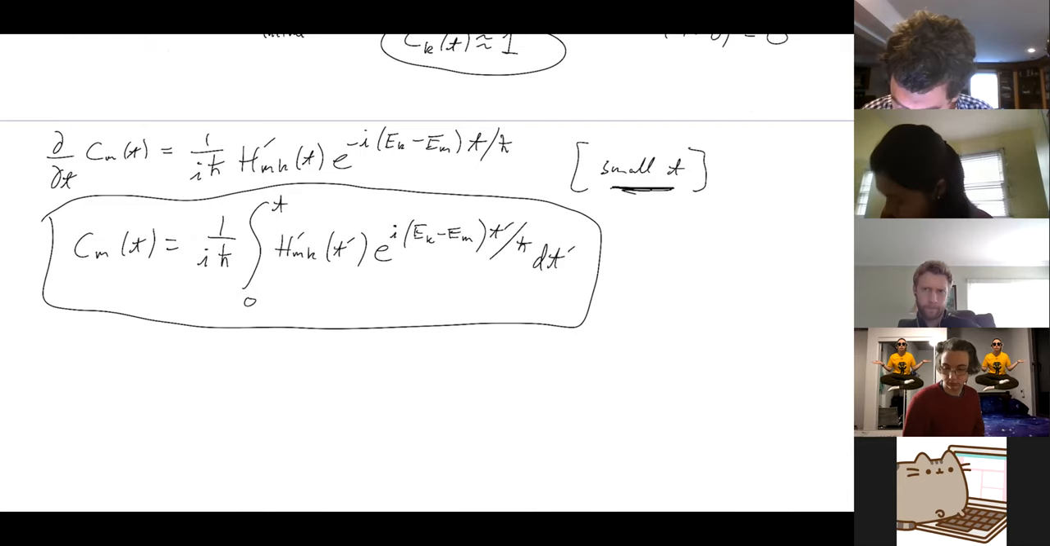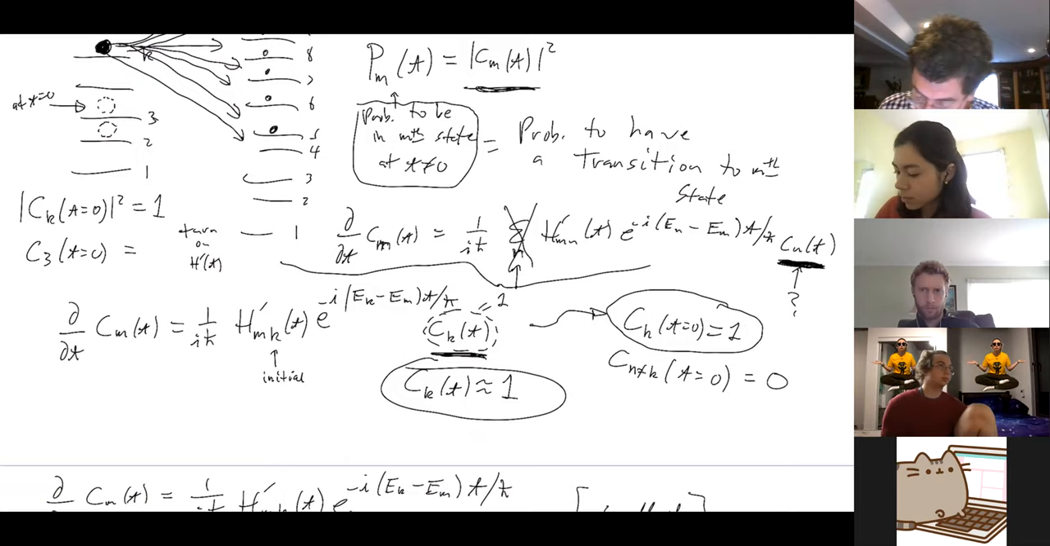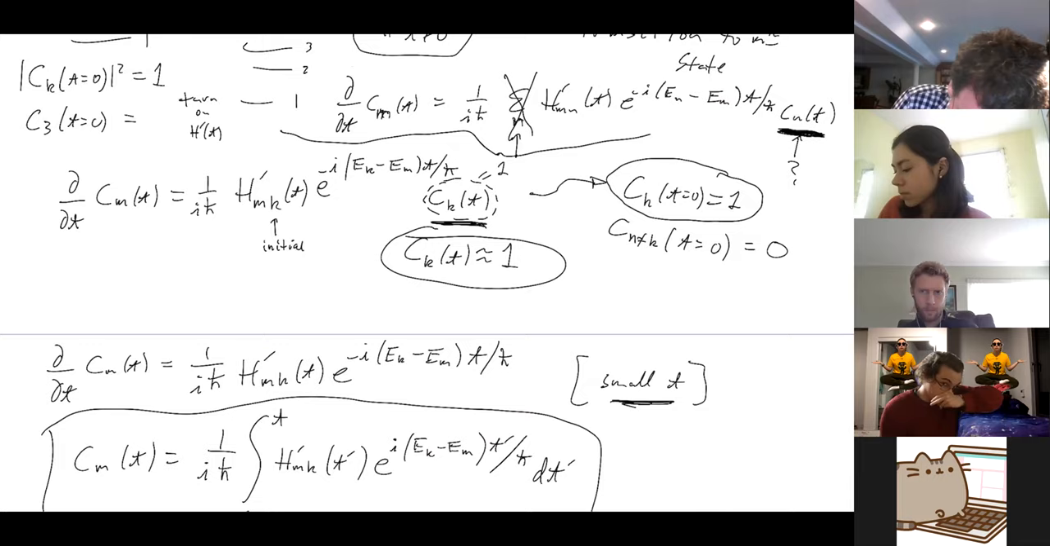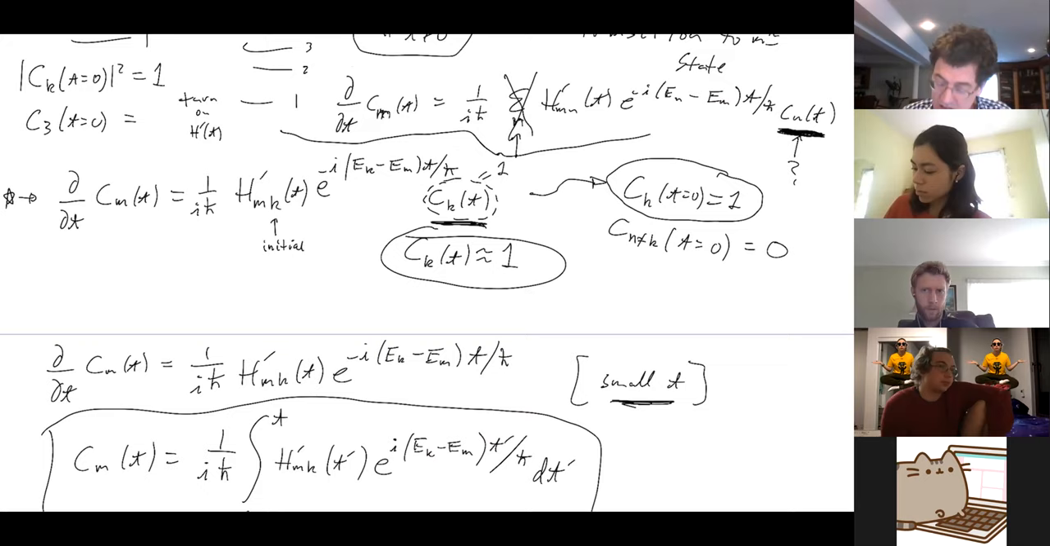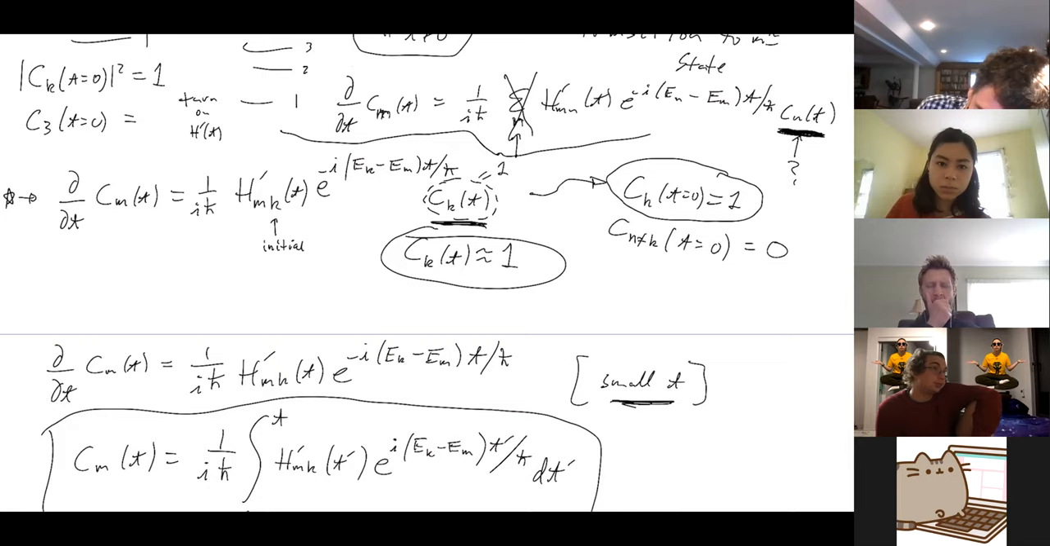Like, for example, let's consider this equation right here. Let's go back one step to the equation I just put a star on, and let's take the amplitude, the magnitude, of both sides. The magnitude of the left side equals the magnitude of the right side.